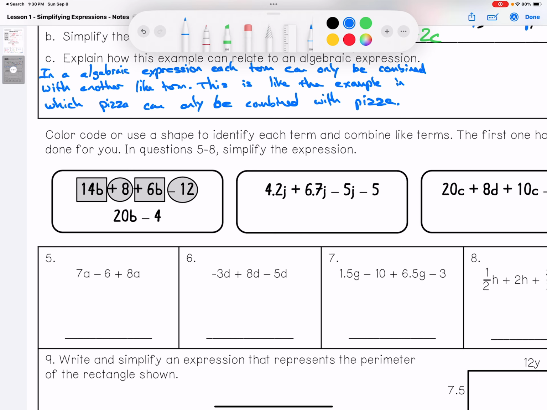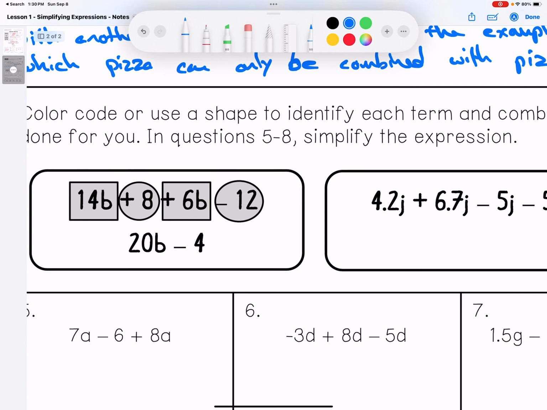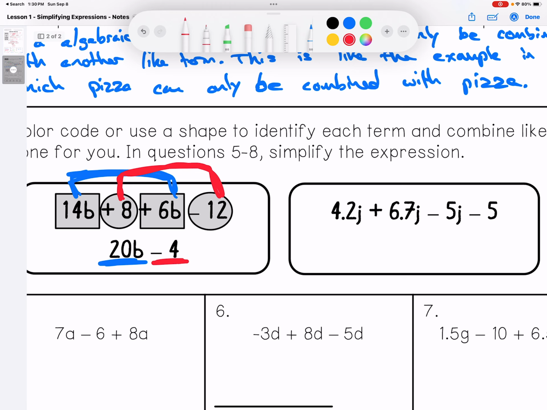Color code or use a shape to identify each term and combine like terms. The first one has been done for you in questions 5 through 8. Simplify the expression. All right. So we're going to simplify the expression below. Then we're going to combine the B's, which I did in blue there. And then the regular old numbers, which I've done in red, okay? So blue and red, okay? Just like that. So we're going to do the same thing, except we're going to move over to the next problem. They just gave us an example, sweethearts.